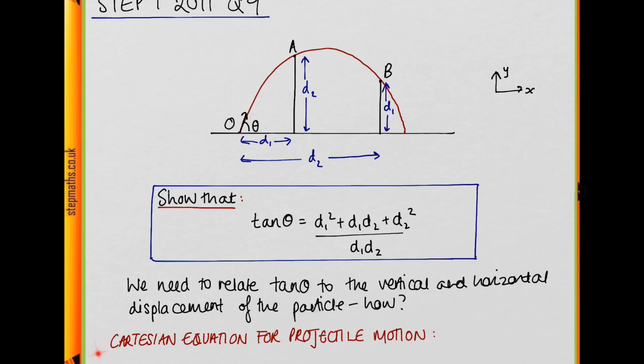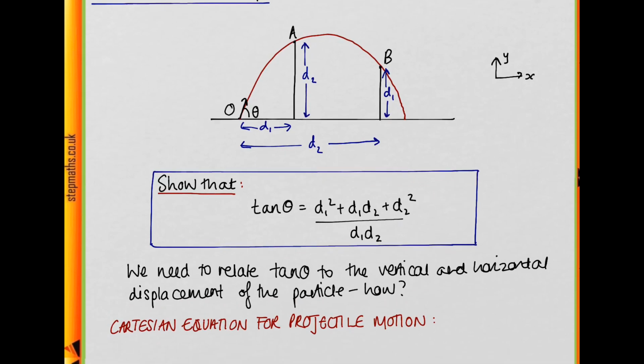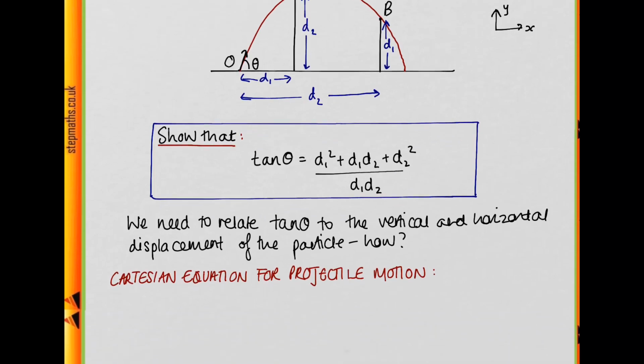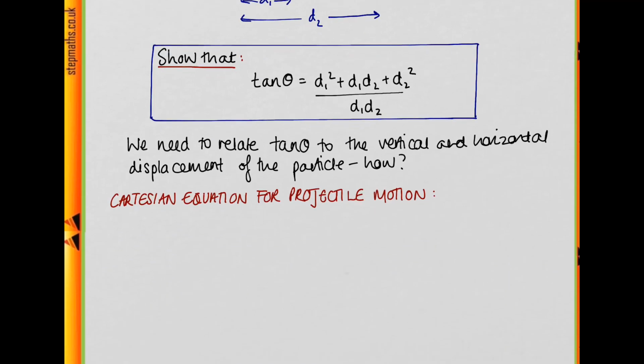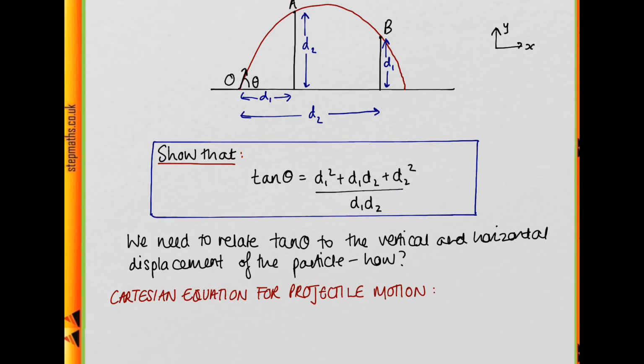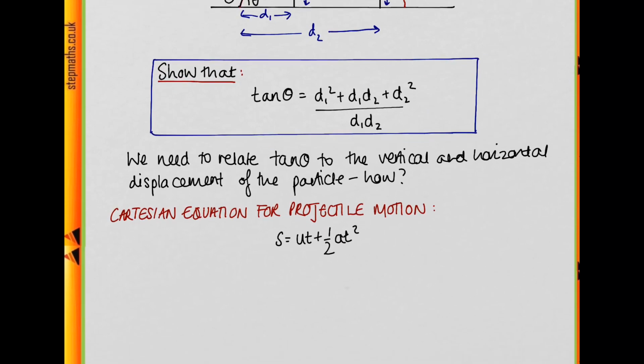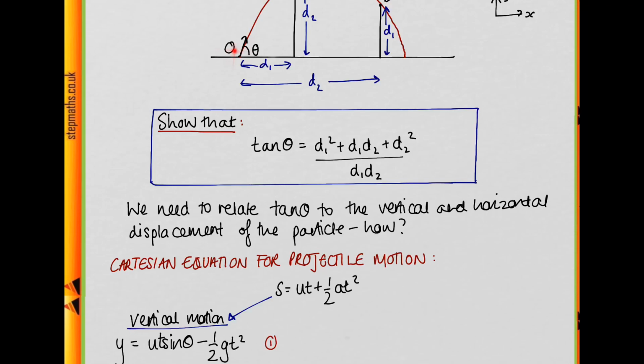You would have hopefully derived this yourself, but I'll run through the proof of the Cartesian equation for projectile motion. The way we do this is to relate the y and x coordinates of the projectile, and we're going to get a quadratic in tan θ. The SUVAT equation we use is s = ut + ½at². We need to consider vertical and horizontal motion separately. Vertical motion: y = ut sin θ − ½gt², where −g is the acceleration of the particle moving upwards, and u sin θ is the vertical component of velocity at O.